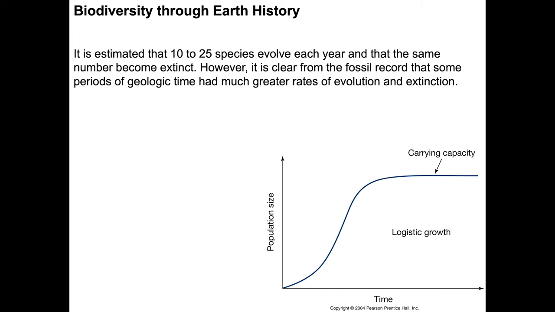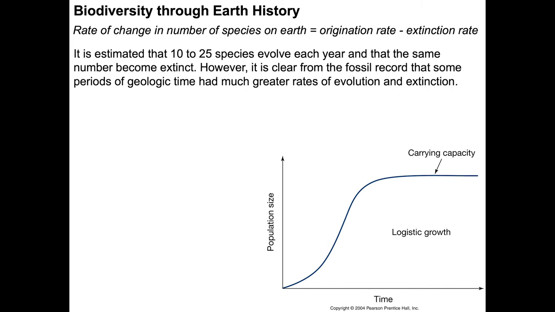When we talk about biodiversity through Earth history, we need to consider the rate of change in the number of species on Earth. Now, the rate of change in the number of species on Earth is equal to the origination rate, or speciation rate, minus the extinction rate, or the disappearance rate. Now, this is a pretty fluffy number. It doesn't really mean much of anything, as far as I'm concerned.